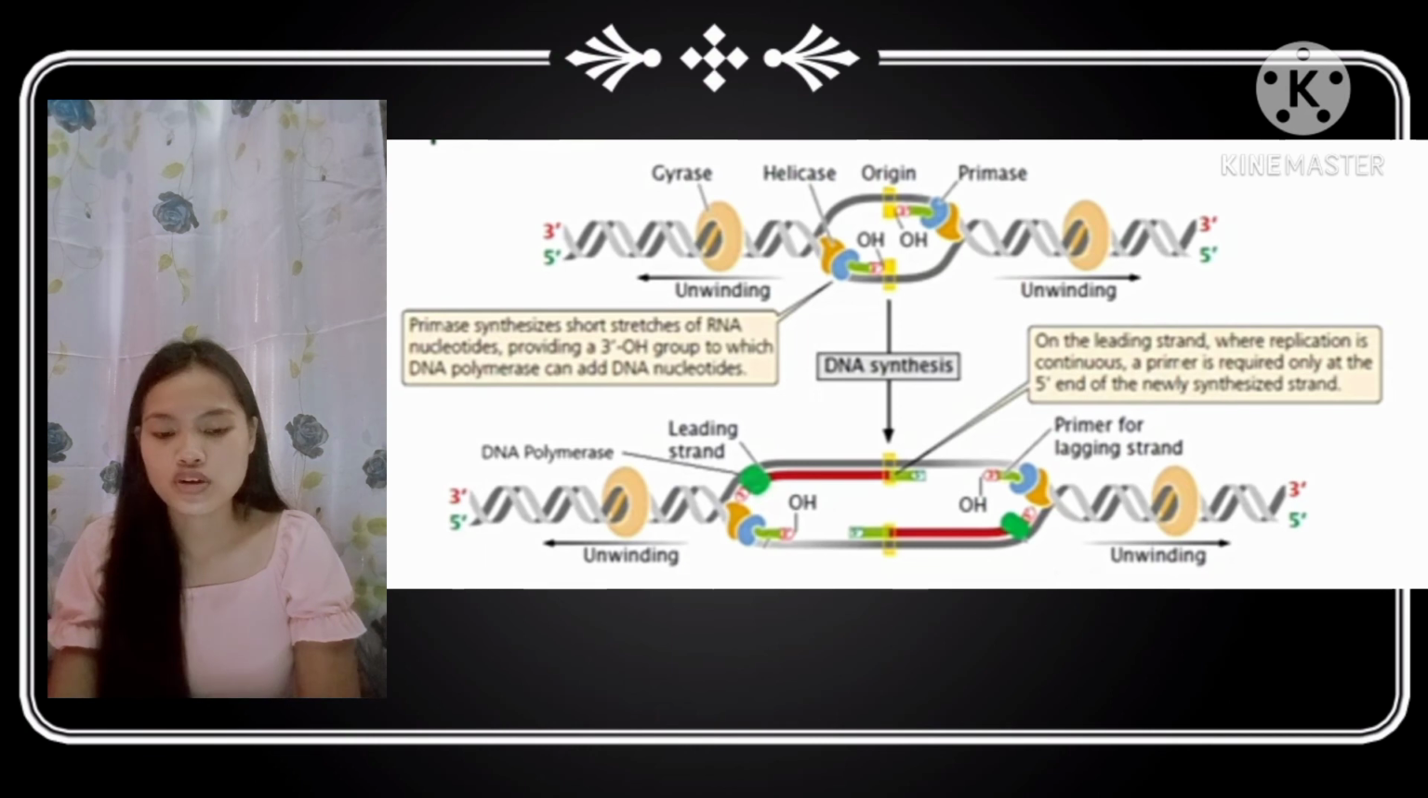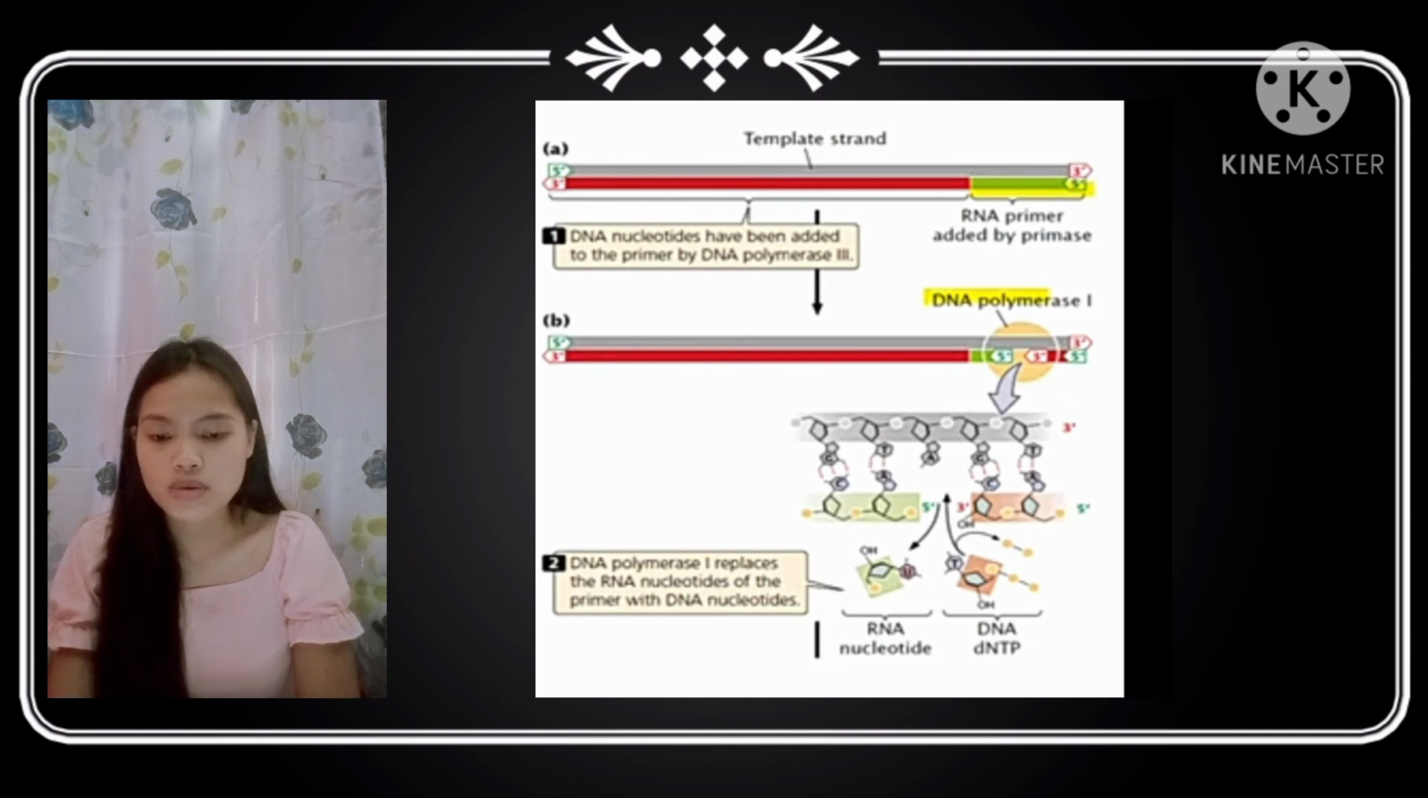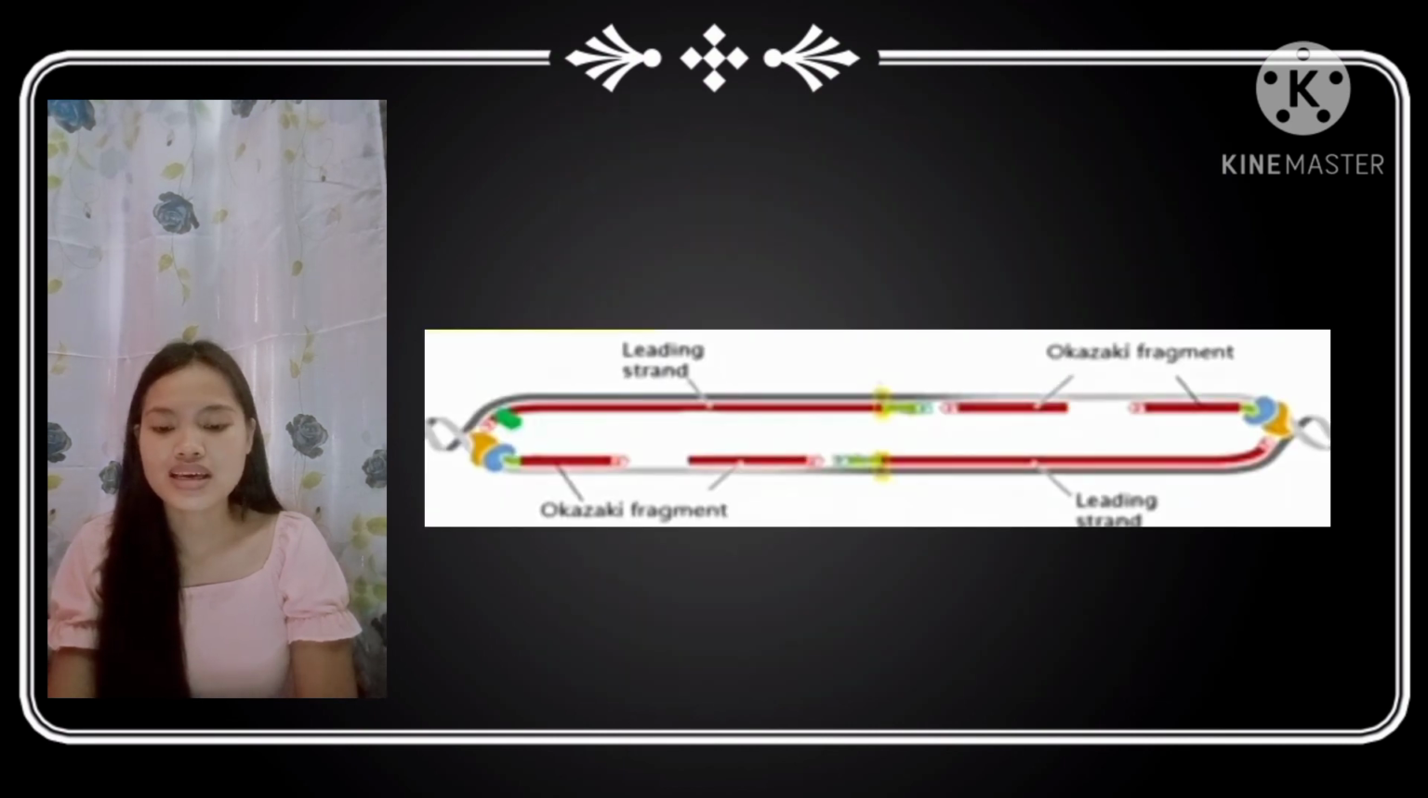Primer removal will follow. The primers in both lagging and leading strands are removed and replaced with DNA nucleotides by a specialized DNA polymerase. The removal of primers along the lagging strand exposes the stretch of unconnected DNA fragments known as Okazaki fragments.